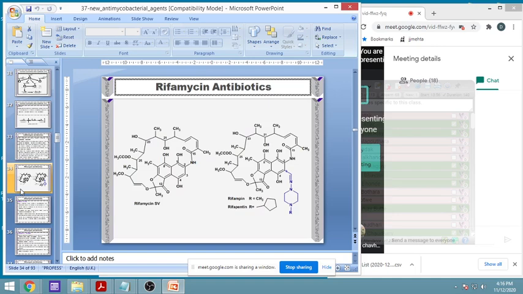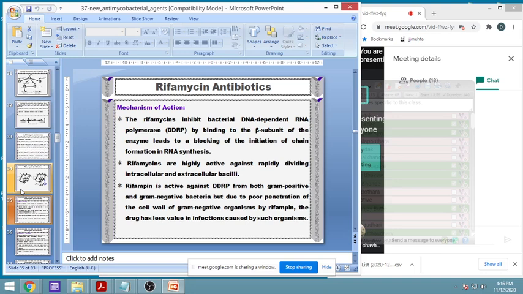So these are the chemical structures. Mechanism of action: they inhibit the bacterial DNA-dependent RNA polymerase, that is DDRP, by binding to the beta subunit of the enzyme, which leads to blocking of the initiation of chain formation in RNA synthesis. They are highly active against rapidly dividing intracellular and extracellular bacilli.